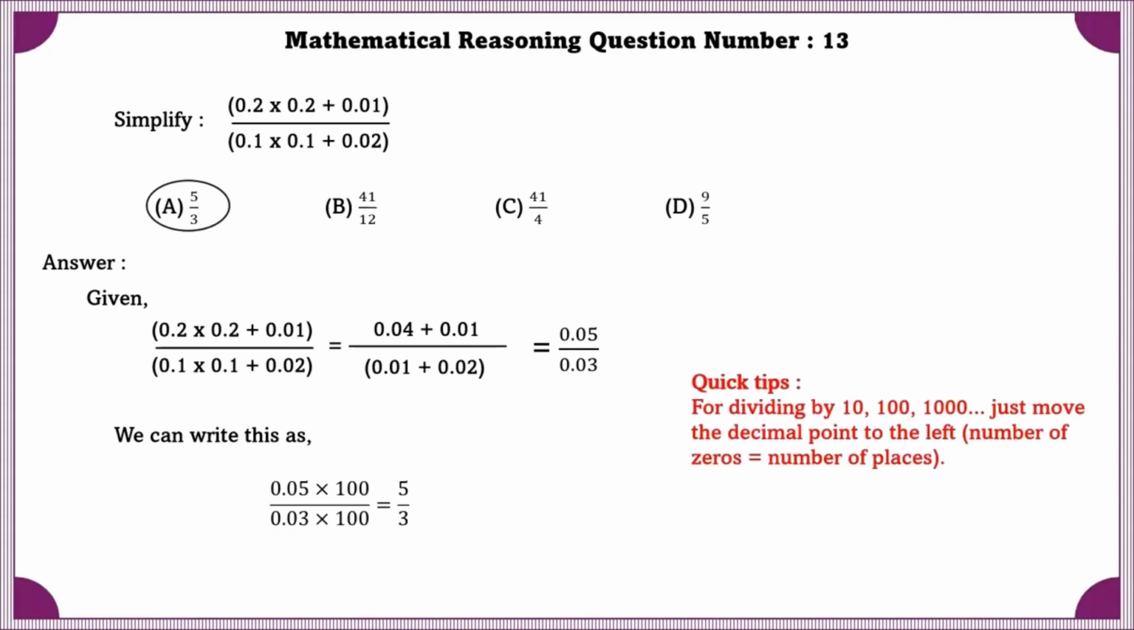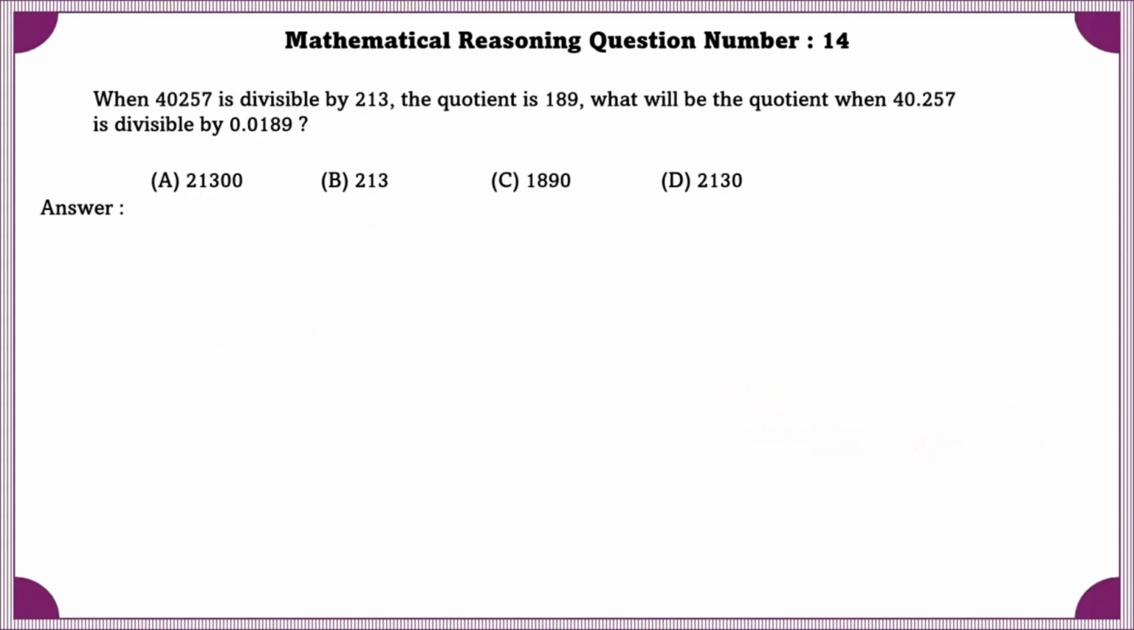Here's a quick tip. For dividing by 10, 100 and 1000, just move the decimal point to the left. The number of zeros is equal to the number of places.